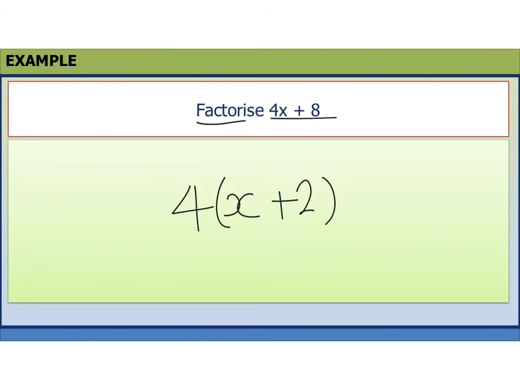Or think about what needed to be in the bracket to get me back to this 4x plus 8. If I had 4 outside the bracket, I needed x inside the bracket, so that 4 times x is 4x. And if I've got 4 outside the bracket, I needed plus 2 inside the bracket, so that 4 times plus 2 is plus 8.